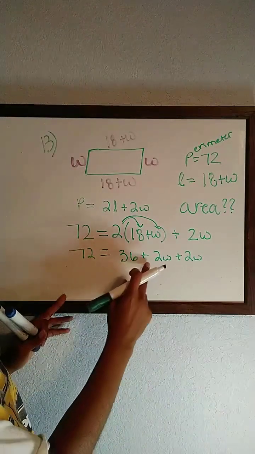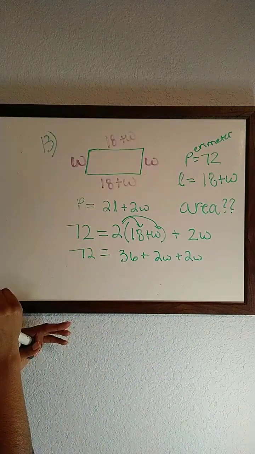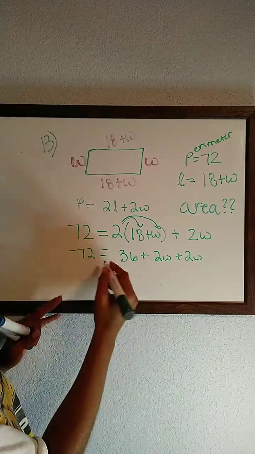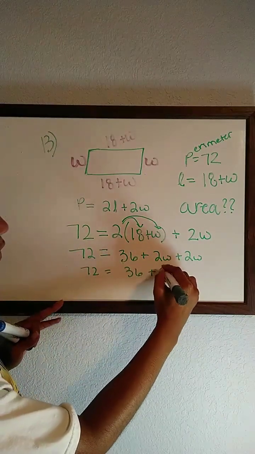Okay, so now we got 36 plus 2W plus 2W. What do we need to do with these? Add the like terms. Yes. So we got 72 is equal to 36 plus 2 and 2 is 4.